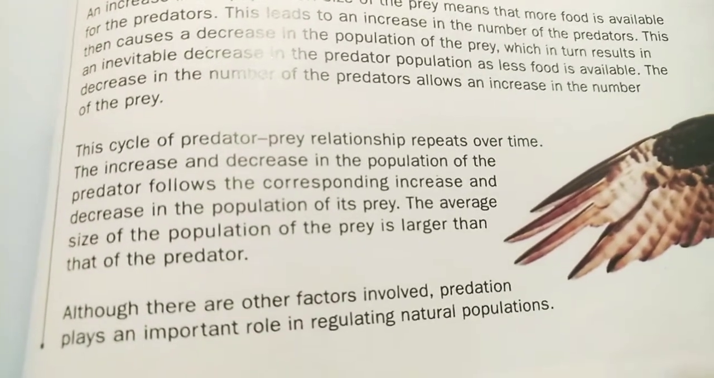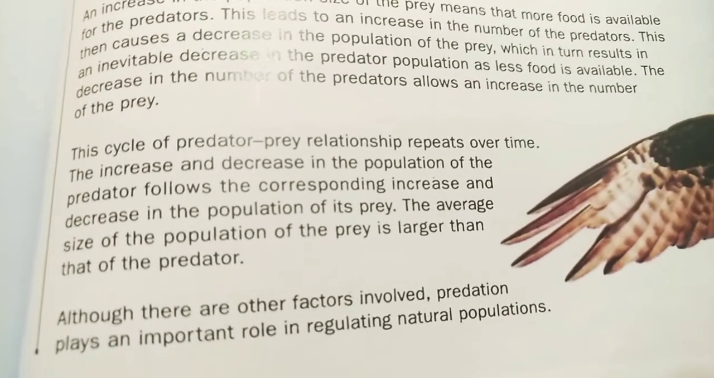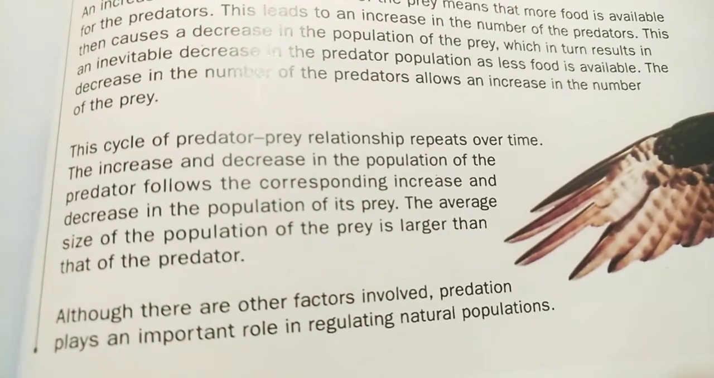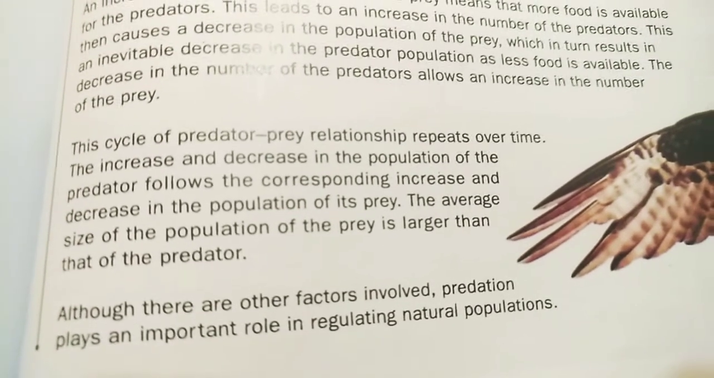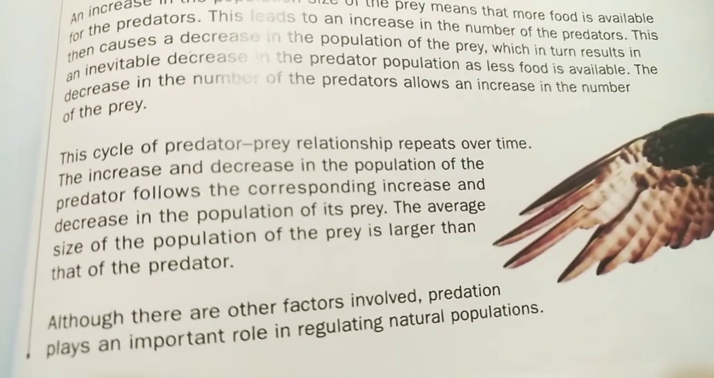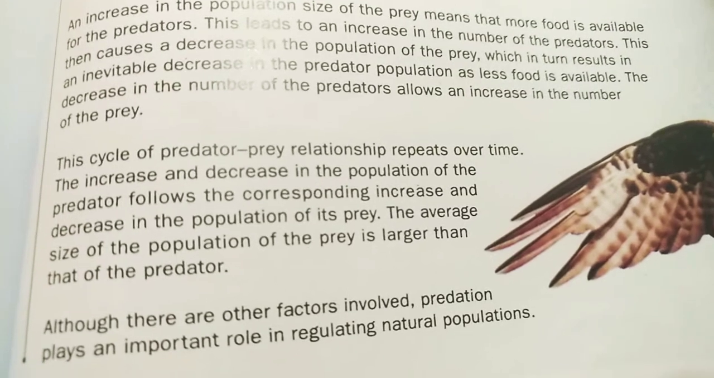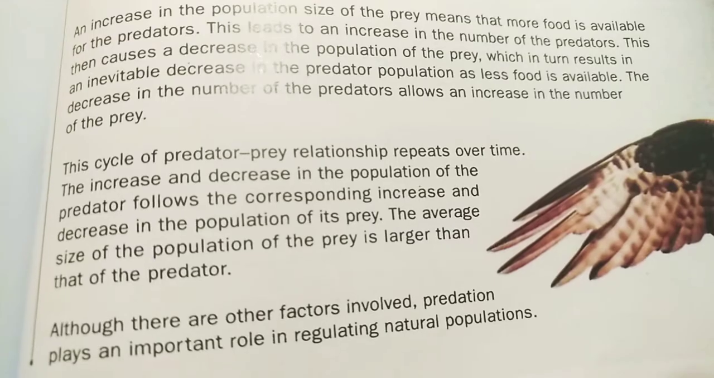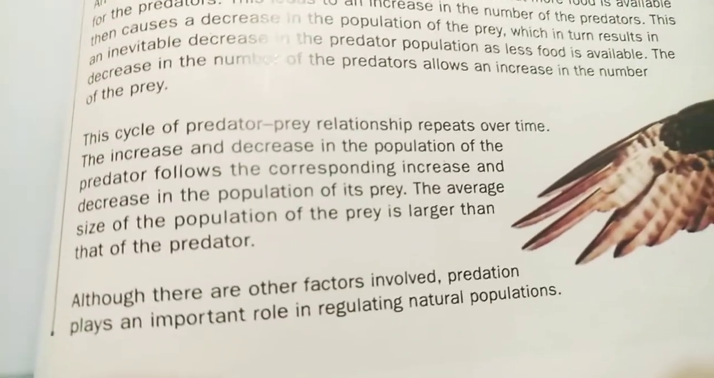The increase and decrease in the population of the predator follows the corresponding increase and decrease in the population of its prey. The average size of the population of the prey is larger than that of the predator, because mostly predators are the big animals. One predator is maybe hunting 10 smaller animals as its prey. So the number of the prey is always more than the number of the predator.